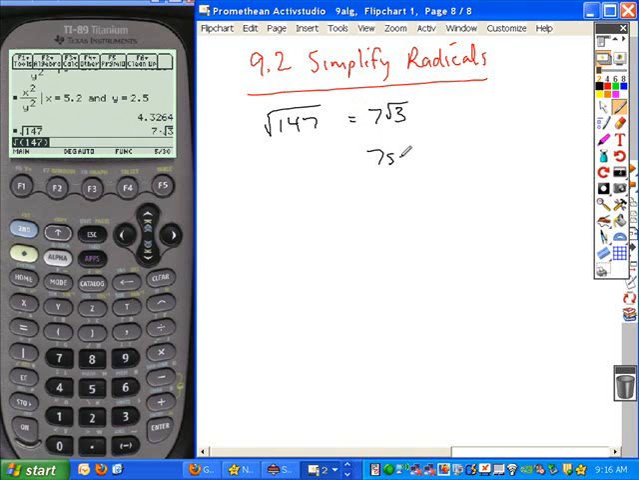And remember on the homework, this answer of 7 square root 3 is going to look like the following up here with the 7 and then SQRT to designate the square root of. Okay.